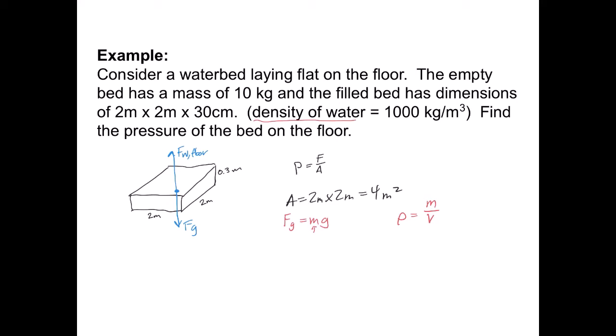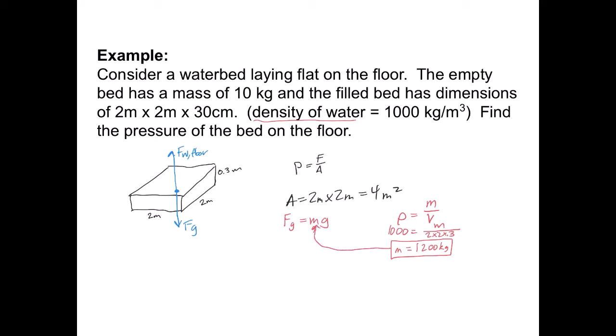All right, let's do it. Density equals mass over volume. So the density was 1,000. And the volume is 2 times 2 times 0.3. It's just a rectangular prism there. So what I get is that the mass is equal to 1,200 kilograms.